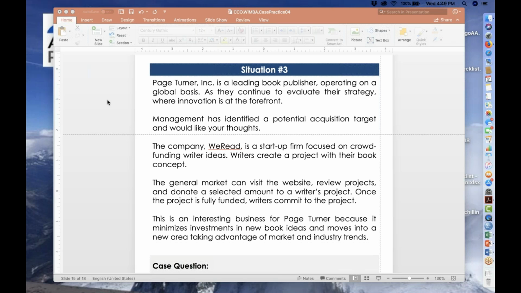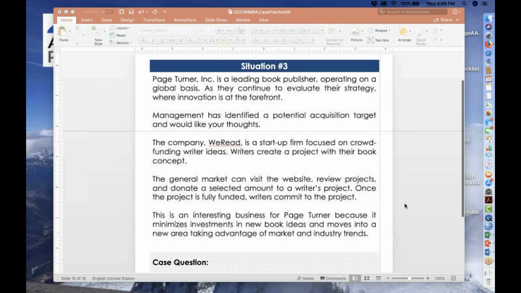Page Turner thinks that this is a really interesting idea because it minimizes the upfront investment on book ideas, which is a big deal for these publishing houses because they tend to take on a lot of risk. It also moves them into a new area of business. It takes advantage of a lot of overall market and industry trends with these crowdfunding platforms and consumers being more involved in the creative process.